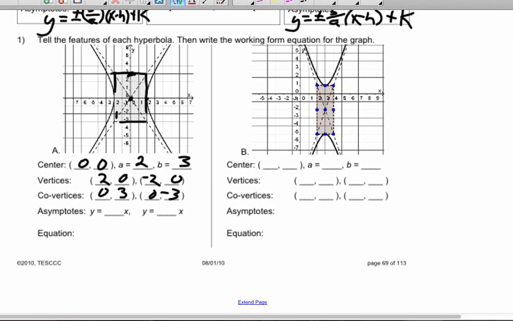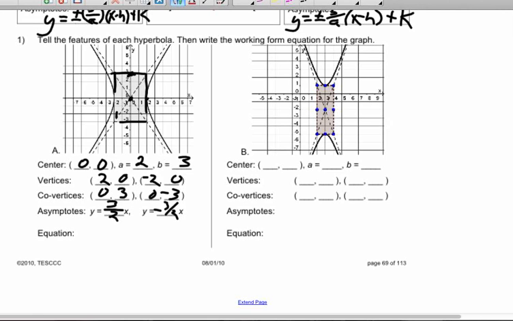My asymptotes, all right, are going to be, if you remember right, we were dealing with plus or minus b over a. Now my H and K are both 0, so they're not going to enter in here. So my asymptotes are going to be b over a. So I'm going to have 3 over 2, and this would be x minus 0 plus 0, which is y equals 3 over 2 x. And then I'll have a negative 3 over 2 x.